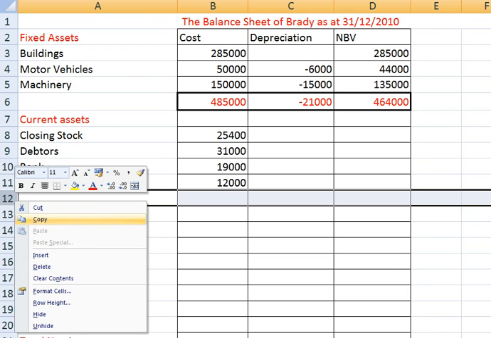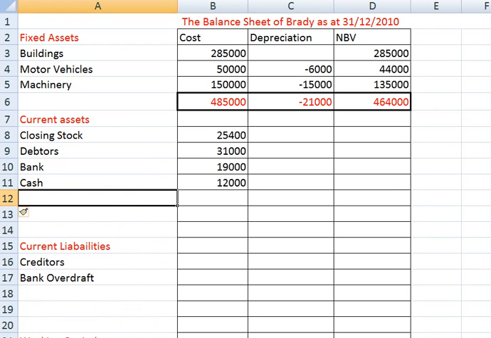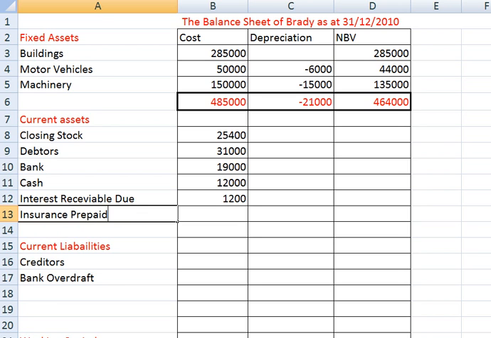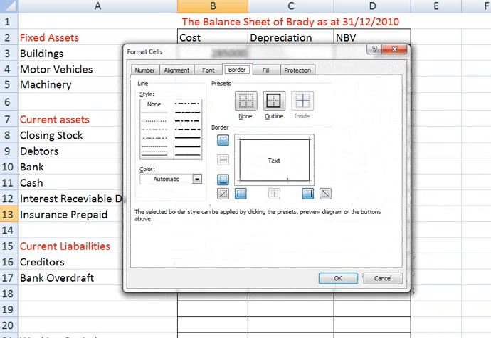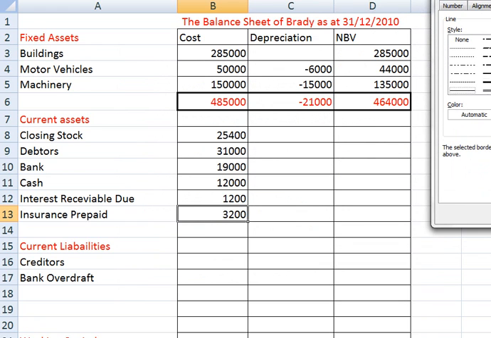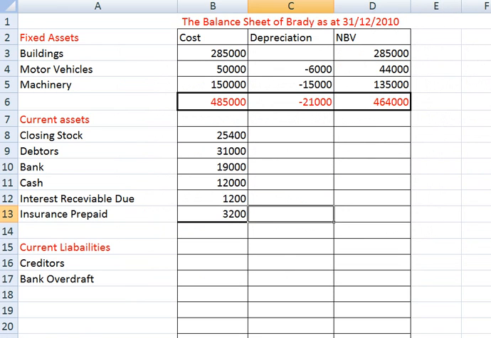Now it has two more current assets. The first, as I said, all adjustments must be entered twice. An interest receivable due is a current asset. The bank owes you money in interest. And also insurance prepaid. Whenever you prepay an expense, that is considered an asset. That is 3,200. So I'm going to total up those and get my total current assets figure of 91,800.